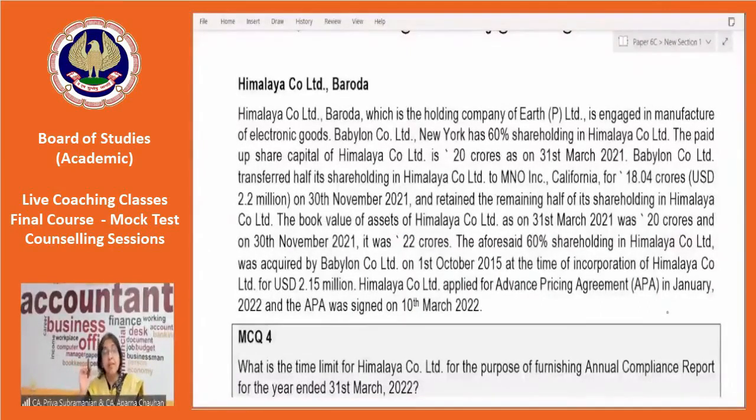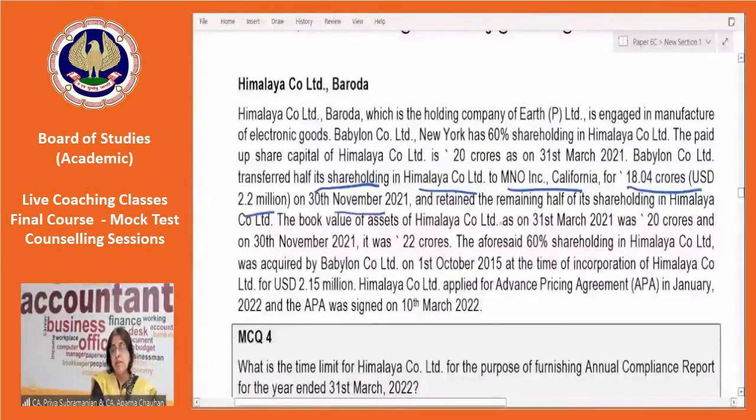Babylon Company Limited transferred half of its shareholding in Himalaya Company Limited to MNO in California for 18.04 crores, US dollar 2.2 billion, on 30th November 2000 and retained the remaining half of its holding. The book value of assets of Himalaya Company Limited was 20 crores on 31st March and on 30th November it was 22 crores.